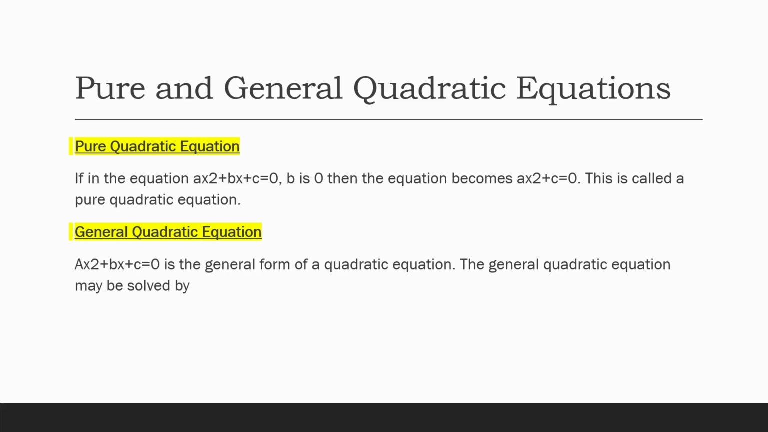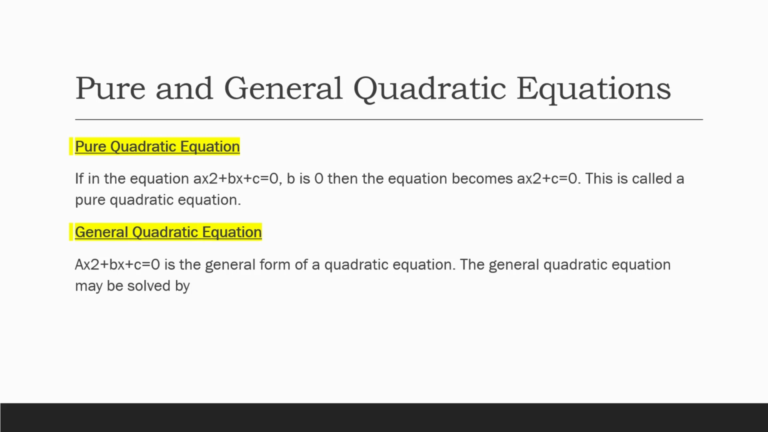And the other one is general quadratic equation, that is ax square plus bx plus c is equal to 0. That is the normal form of general quadratic equation. The values of a, b and c are constants here and the value of x is an unknown. Such a quadratic equation is known as general quadratic equation.